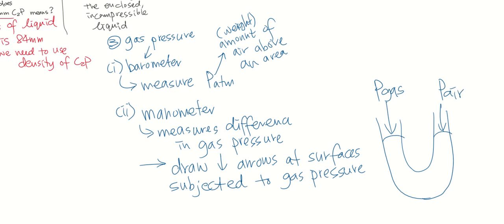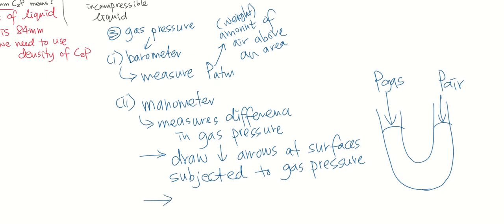Example, so draw arrows at surfaces subjected to gas pressure. Okay? When there's vacuum, no need to draw because there's no pressure. So at all those surfaces that we have gas pressing down, at the surface between the gas and the liquid, draw a downward arrow. Okay, then next thing is your same liquid, same level, same pressure.